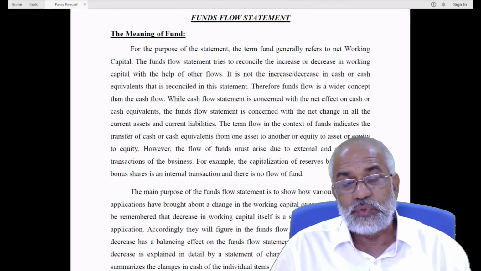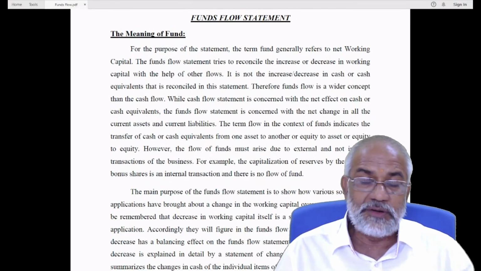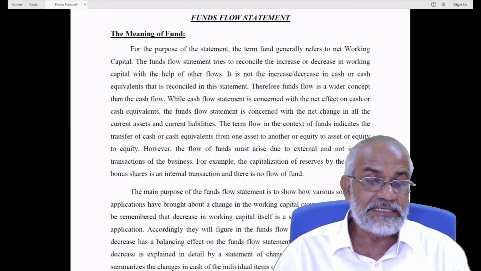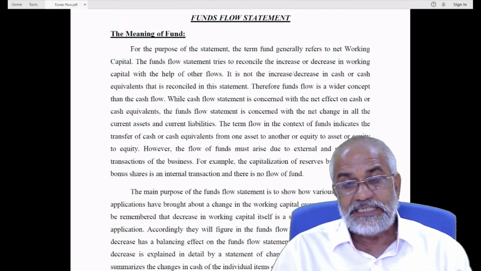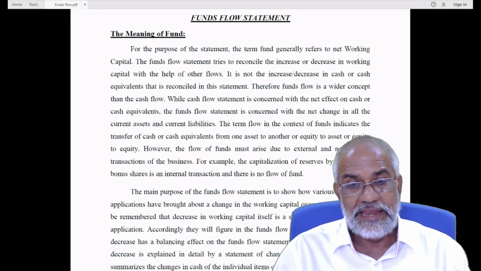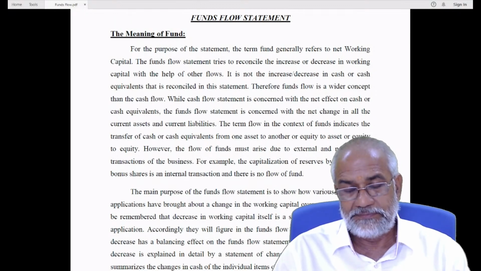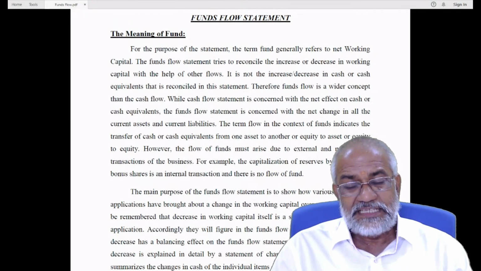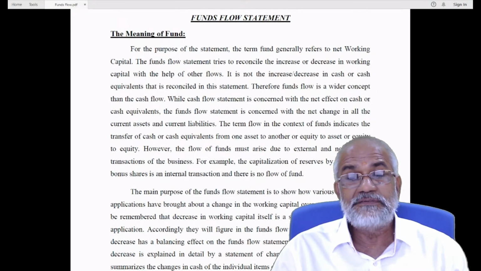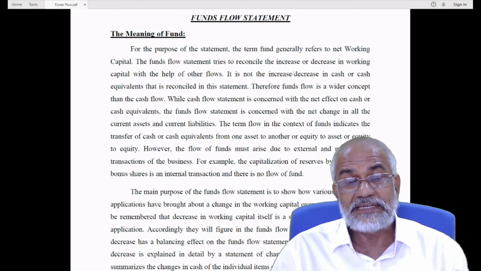Suppose the amount paid to sundry creditors is 3,000 rupees. When the amount of 3,000 is paid to the sundry creditors, the entry would be what? The creditors account will be debited and the cash account will be credited, because the cash goes out and the creditors are being paid. So when this transaction takes place, this will also not result in any flow of funds, because the fund position will remain intact, same with 1 lakh, it will neither increase nor decrease.